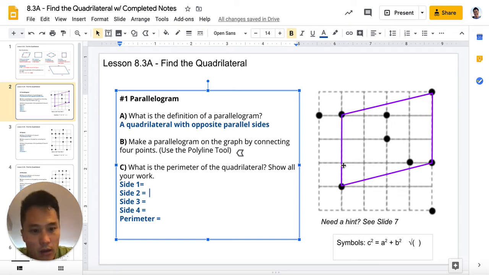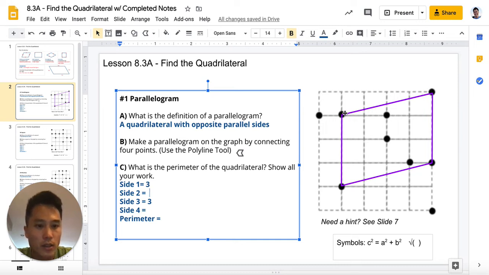This side here on the left, since it's vertical, all I have to do is count the units. 1, 2, 3 units. So we'll say side 1 is 3 units. Let's call this opposite side here side 3. That can also be 3 units. Now side 2, let's make side 2 this top side.